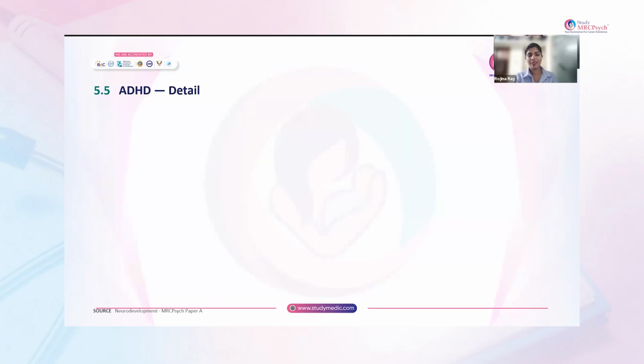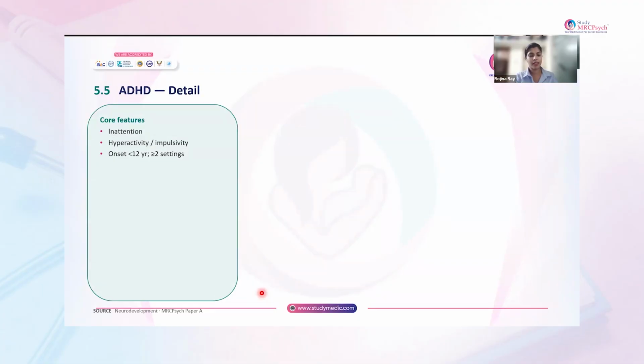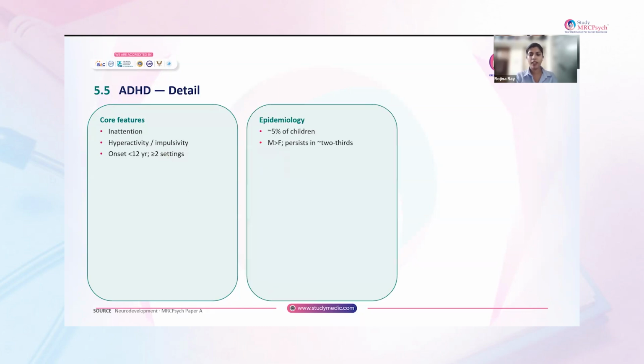Coming to the next neurodevelopmental disorder, that is ADHD, or attention deficit hyperactivity disorder. It's a neurodevelopmental disorder that is characterized by persistent patterns of inattention and/or hyperactivity and impulsivity that may impair functioning, and the symptoms should be present in at least 2 or more settings, and the onset is before the age of 12 years. And the two symptom domains are inattention, that is difficulty in sustaining attention.